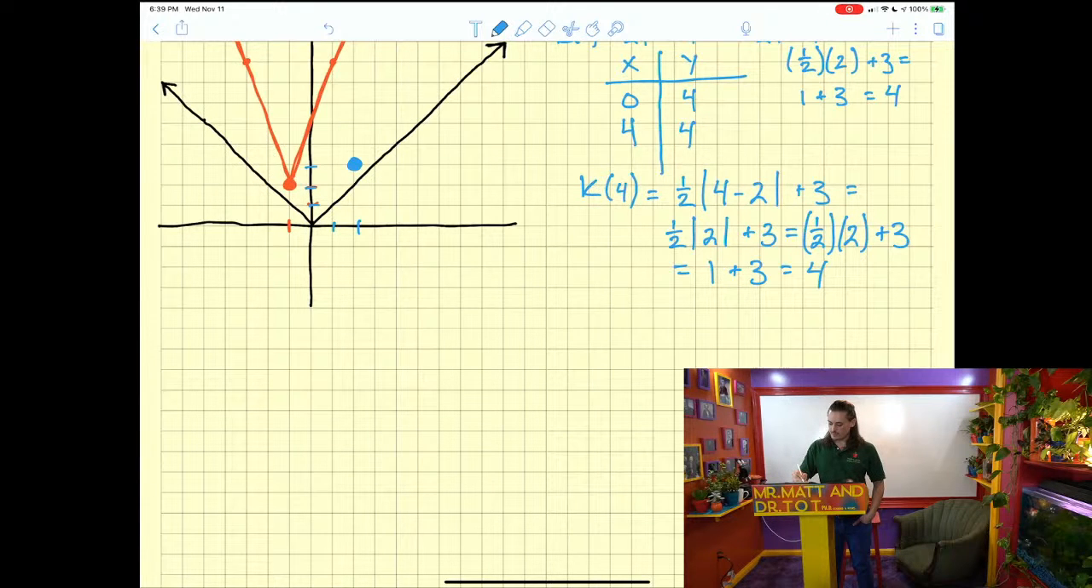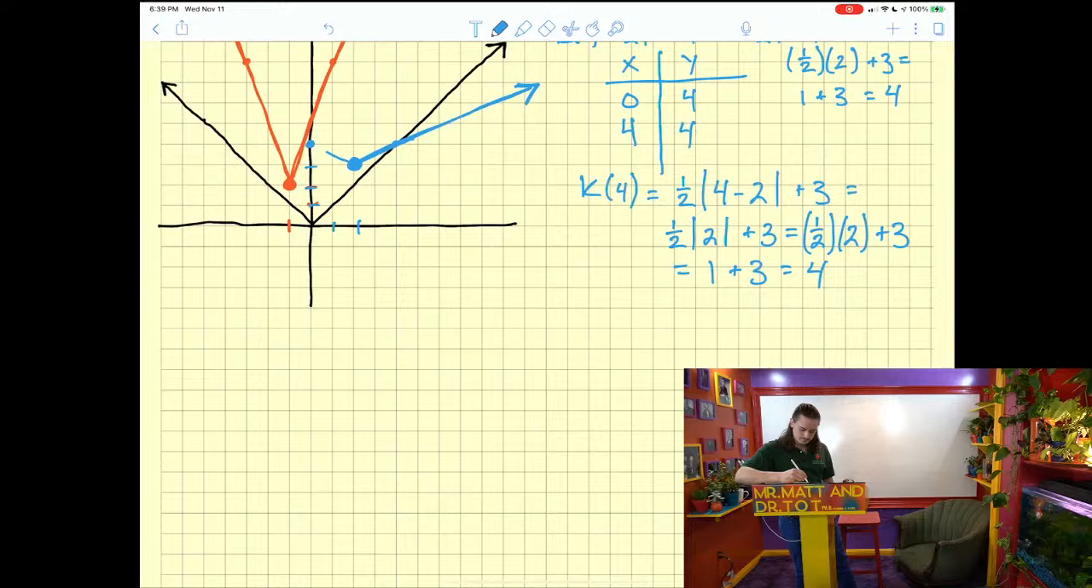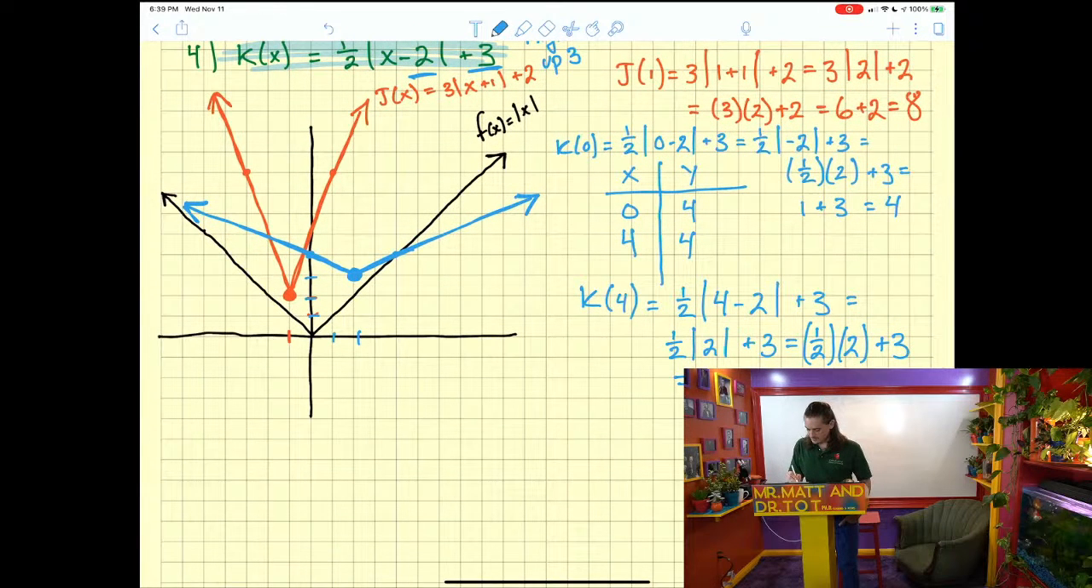So we have 0, 4, and 4, 4. So this function is going to look like this. So this guy is k of x is equal to 1/2 times the absolute value of x minus 2 quantity plus 3. If you have any questions, then please let me know.